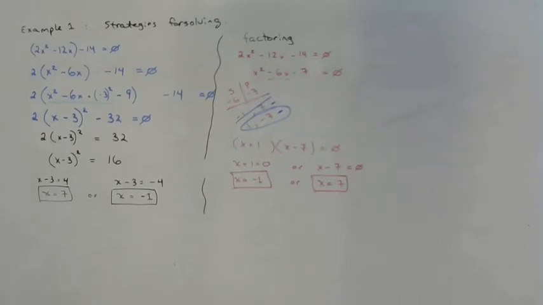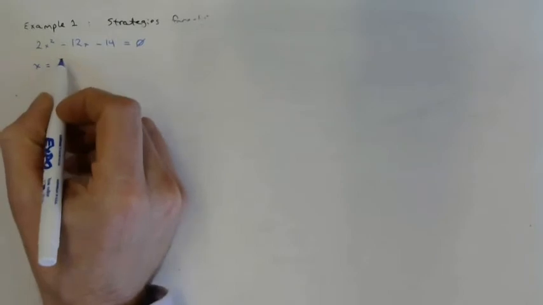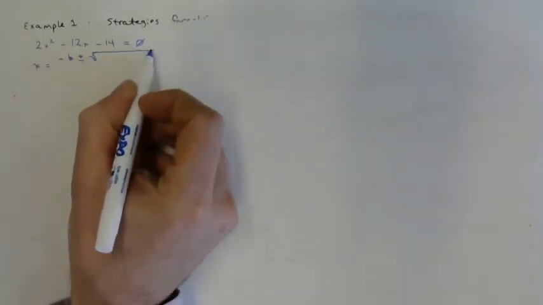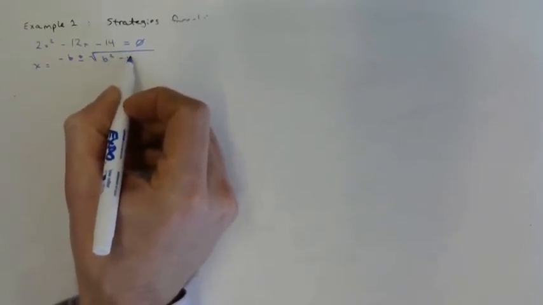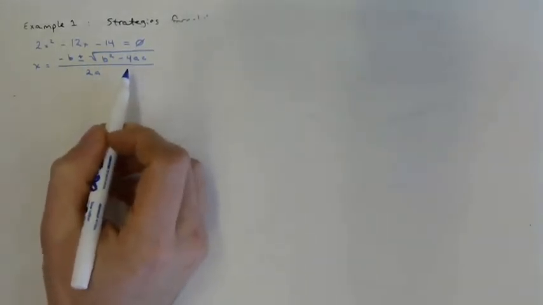The third way we're going to do it is using the quadratic formula. Okay, for the quadratic formula, what are we at? We got 2x squared minus 12x minus 14 equals 0. The quadratic formula is what again? x equals negative b plus or minus the square root of b squared minus 4ac, over 2a. All right, well, a, b, and c are letters, and I need numbers.